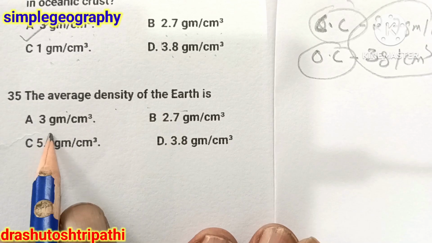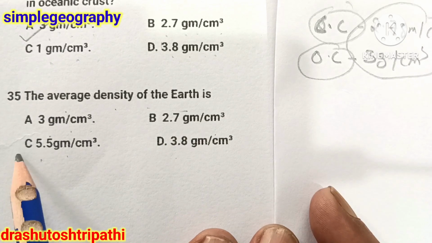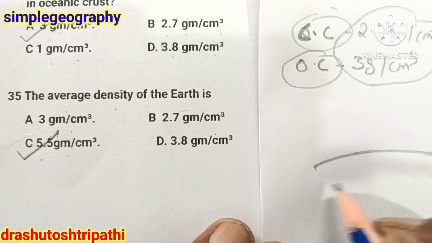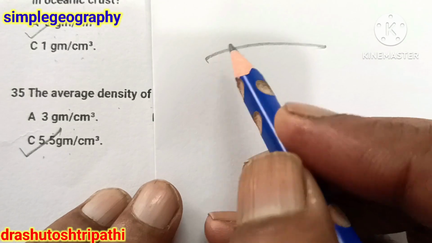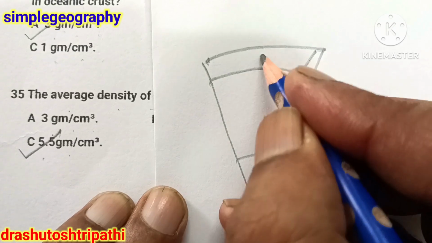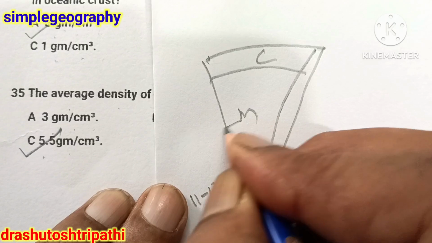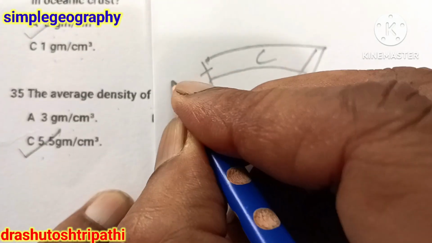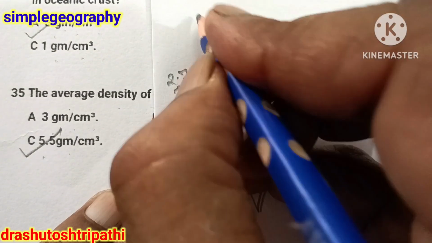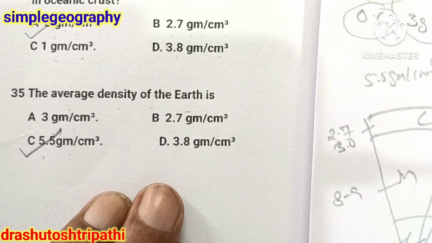The density of the earth is: 3 gram per cubic centimeter, 2.7 gram per cubic centimeter, 5.5 gram per cubic centimeter, 3.8 gram per cubic centimeter. The answer is 5.5 gram per cubic centimeter. Take the example that the earth has three layers: crust, mantle, core. The average density of the core is 11 to 13, the mantle 8 to 9, and the crust 2.7 to 3. But the average density of the earth is 5.5 gram per cubic centimeter. The answer B is correct according to this.